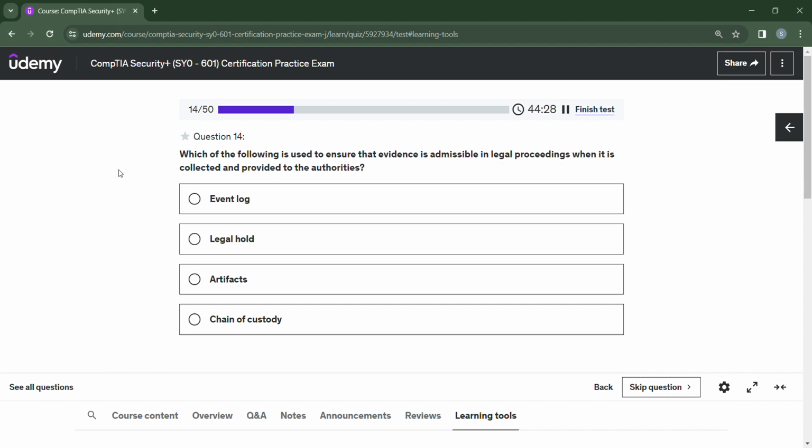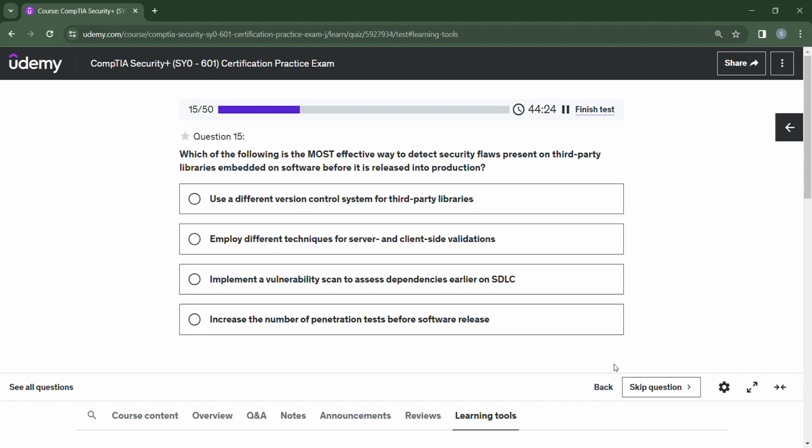Which of the following is used to ensure that evidence is admissible in legal proceedings when it is collected and provided to the authorities? Chain of custody. Which of the following is the most effective way to detect security flaws present on third-party libraries embedded on software before it is released?